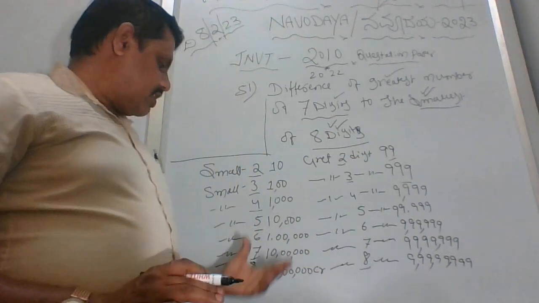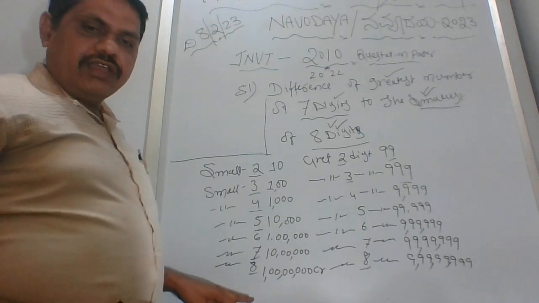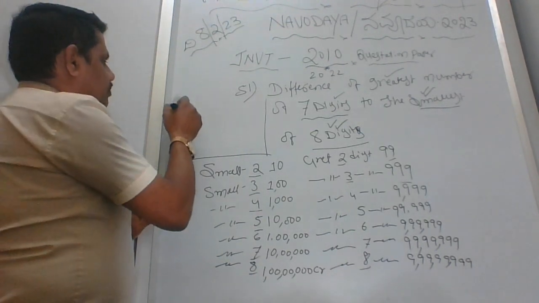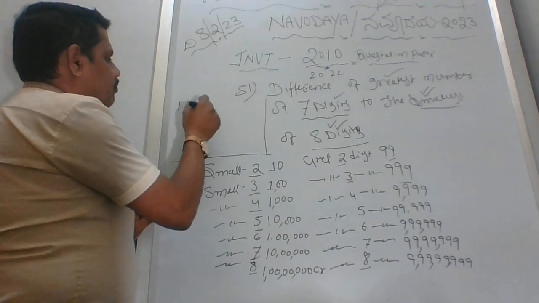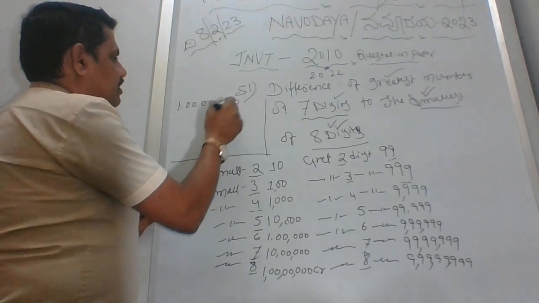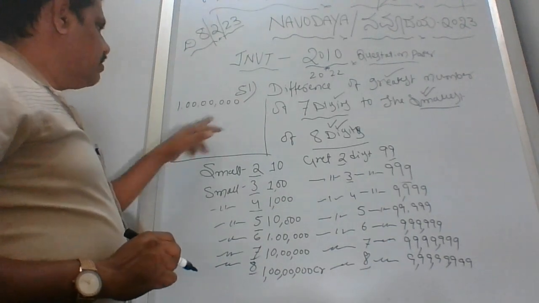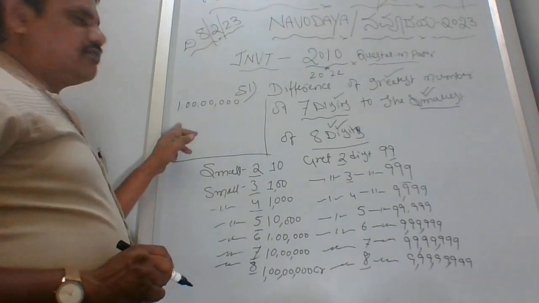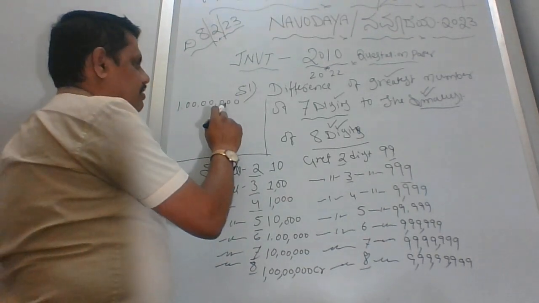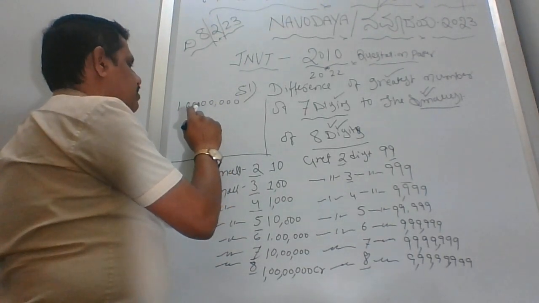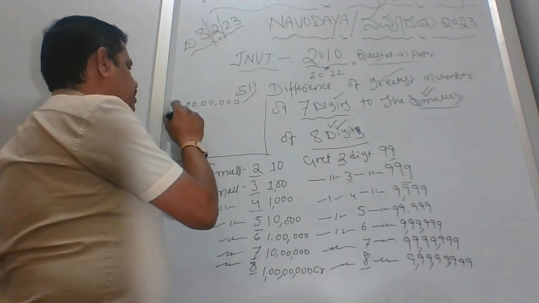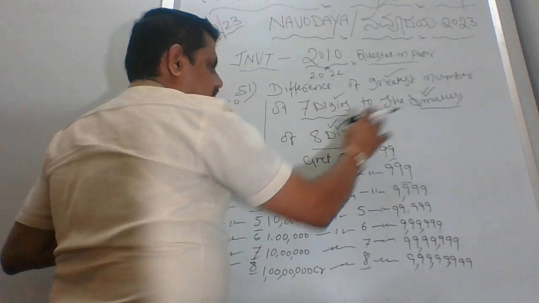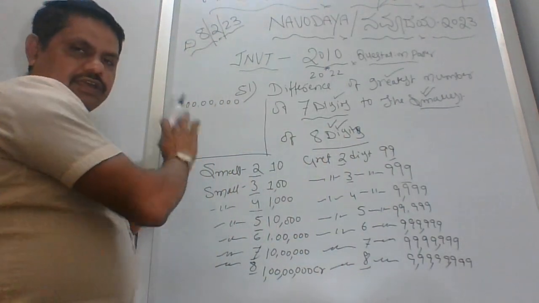Okay, let's come here. What is the smallest number of 8 digits? 1 crore: 1, 2, 3, 4, 5, 6, 7, 8. Clear? 8 digits is nothing but ones, tens, 100, 1000, 10,000, lakh, 10 lakh, 1 crore. So this condition has been completed, because the smallest 8 digit number we have already written here.